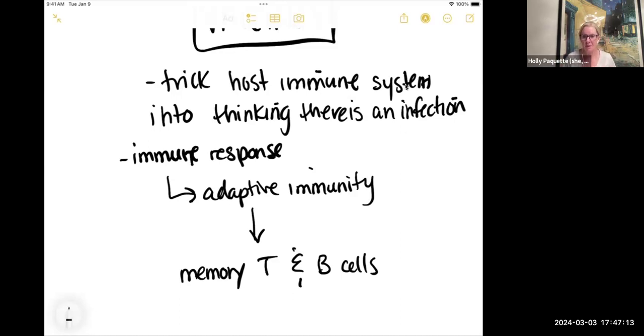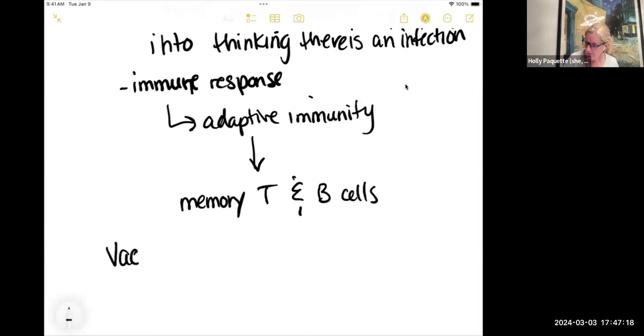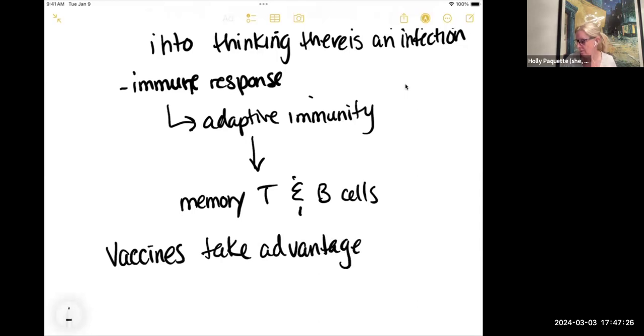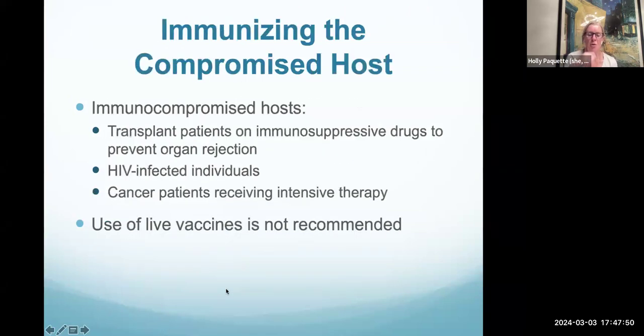And so that's really the beauty of vaccines, is vaccines take advantage of the adaptive immune system, or adaptive immune response. This is why vaccines are so helpful and are such a great way to protect ourselves. So with that, I'll go back to our PowerPoint and we'll finish up this slide show and kind of talk about it.